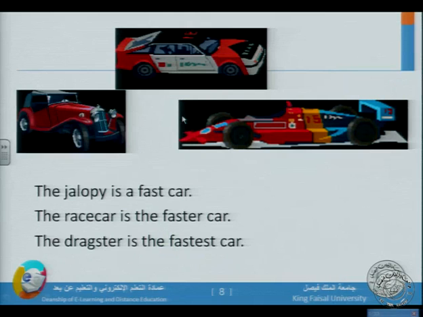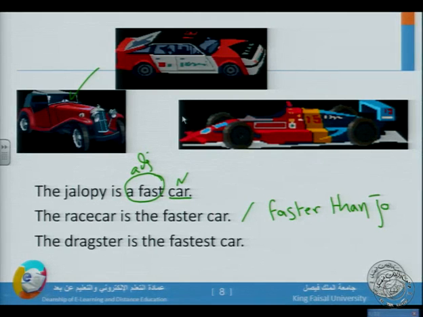All of these are adjectives. Okay, here is another example. The jalopy is a fast car. Where is the adjective in this sentence? The adjective is fast, which came before the noun. This is an adjective. The race car is the faster car, or we can say faster than the jalopy.